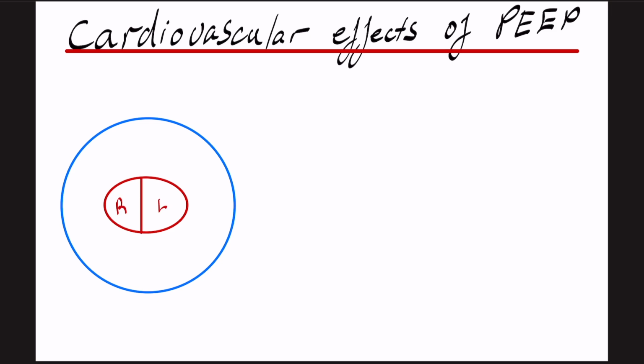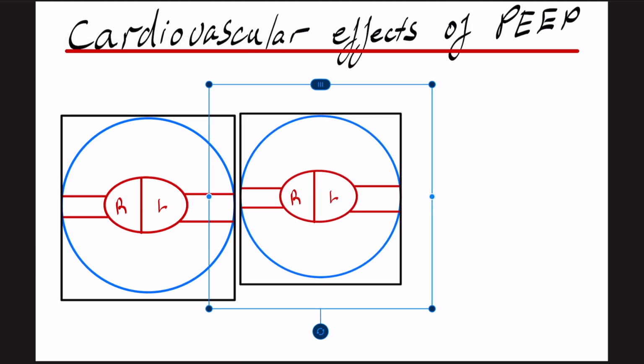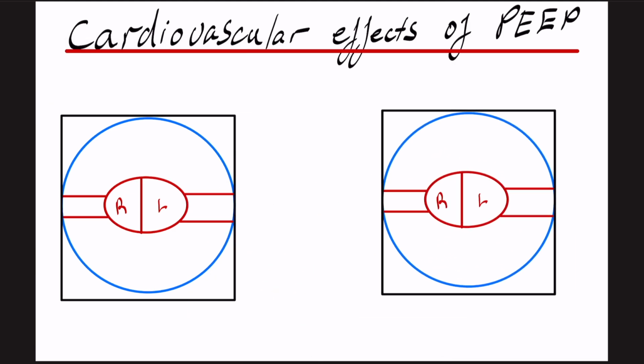From an oxygenation point of view, it opens up more collapsed alveoli, so you have better FRC, better lung compliance. But from a cardiovascular point of view, it can also act as an inotrope and help the left ventricle in contraction. I'm going to explain this further as we go through this video.